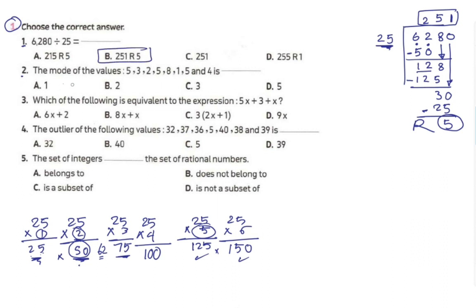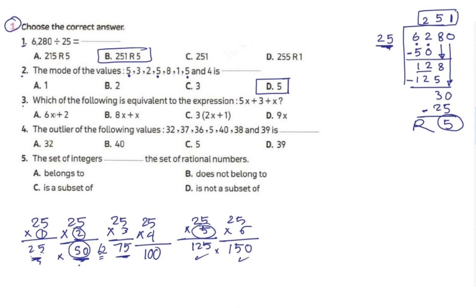Question number 2, the mode of the values. The mode is the most repeated digit. Look to these digits. We have 5, 3, 2, 5, 8, 1, 5, 4. What do you note? I notice that I have 5, 2, 5, 3, 5. So 5 is the mode of these values.